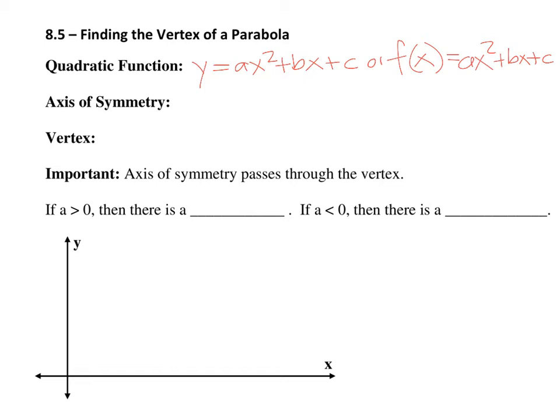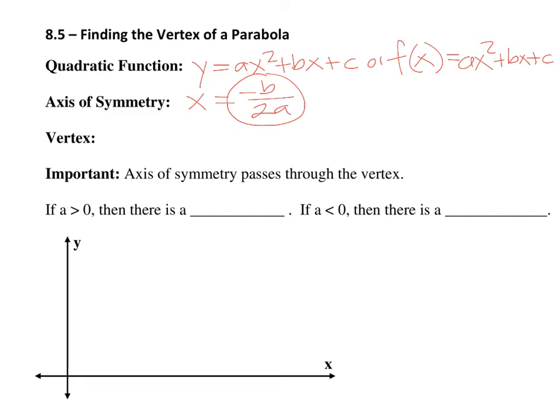All right. Then there's something called the axis of symmetry. All right, now does that look familiar? Now this is just part of the quadratic formula. So if you already know the quadratic formula, then you also already know the axis of symmetry formula.